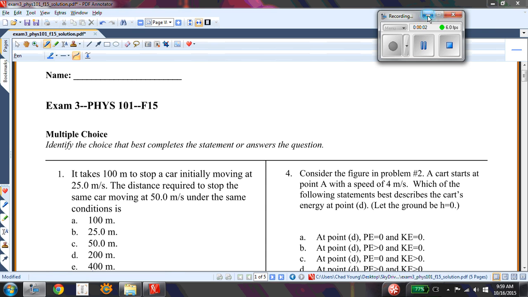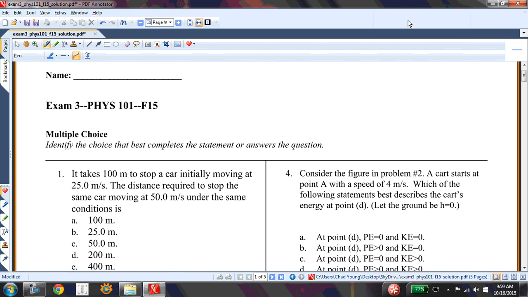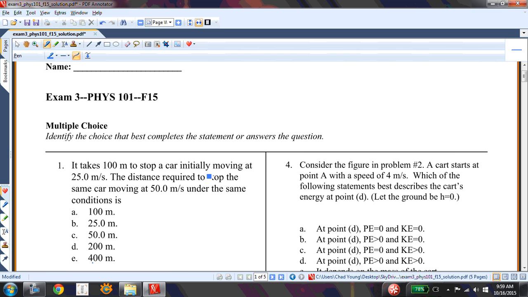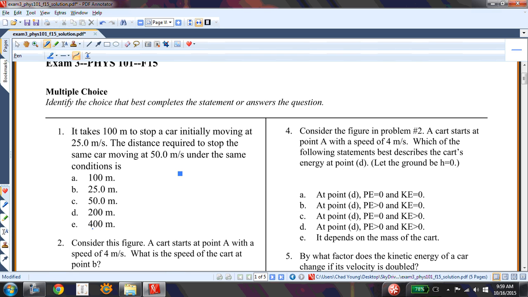Okay, this is exam 3, Physics 101, fall 2015. It takes 100 meters to stop a car initially moving at 25 meters per second. The distance required to stop the same car moving at 50 meters per second under the same conditions is what?